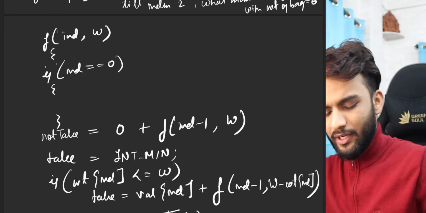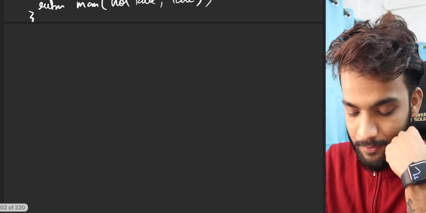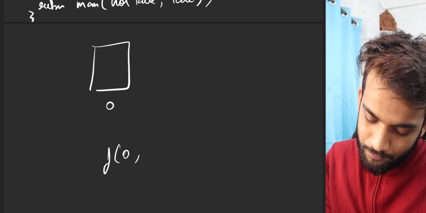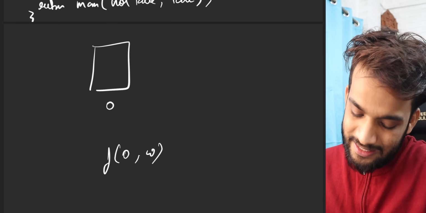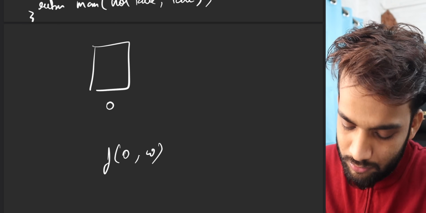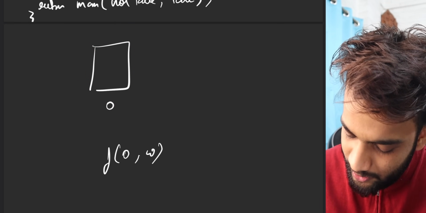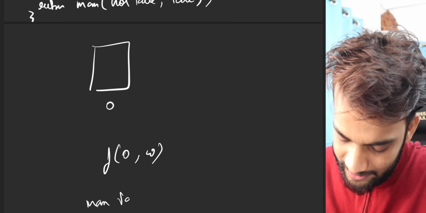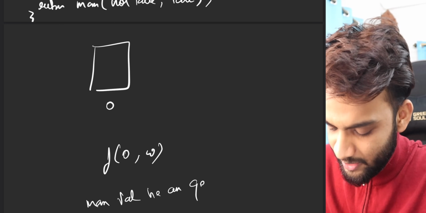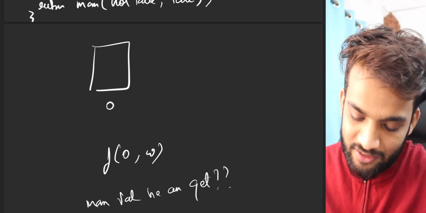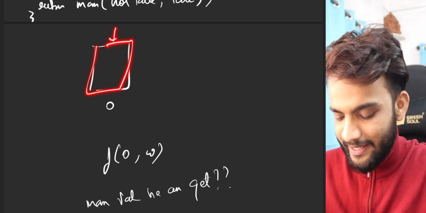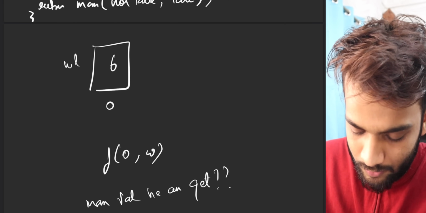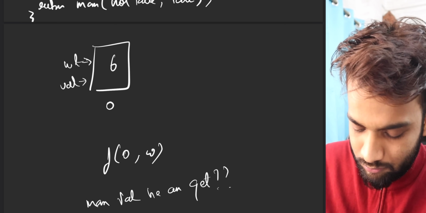Now we can think of it afterwards. Let's try to think. So what does this mean? F of 0, W. What does this mean? The thief has come, like the thief just has a single element and with a bag weight of W. What is the max value that he can get? If the thief is just here and he has a W weight, assume the weight is 6 of this guy and it's giving me a value of 10,000.